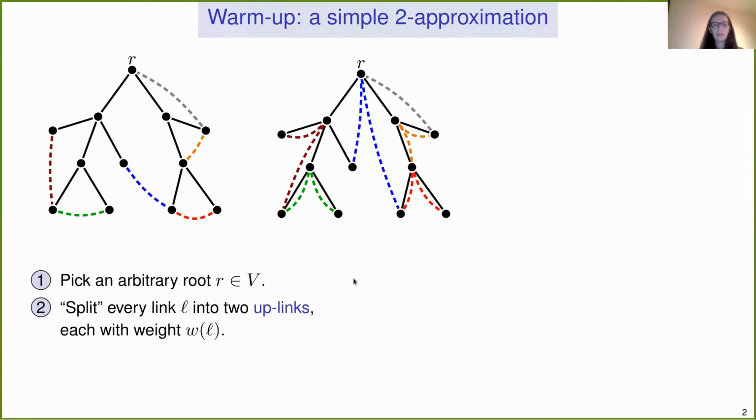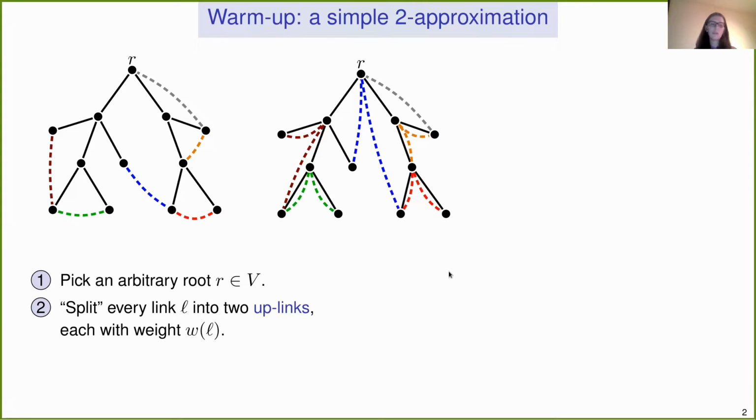And then in the second step, we split every link in our instance into 2 so-called uplinks that each have the same weight as the original link. So what is an uplink? An uplink is simply a link where one endpoint of the link is an ancestor of the other endpoint of the link in the tree G. So all the links in this right picture here are uplinks.